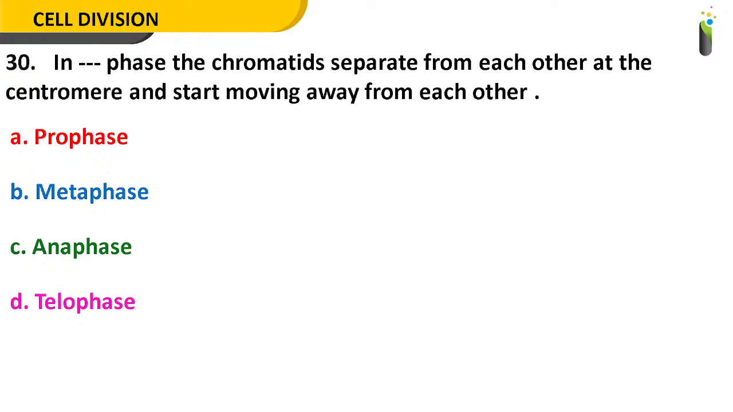Well, the answer for this question is C. Anaphase. So it is the anaphase in which the chromatids separate from each other at the centromere and start moving away from each other.